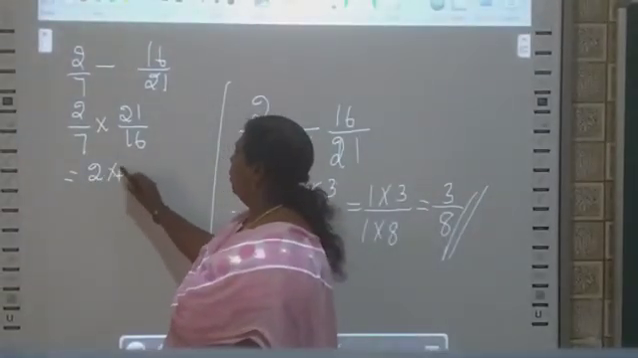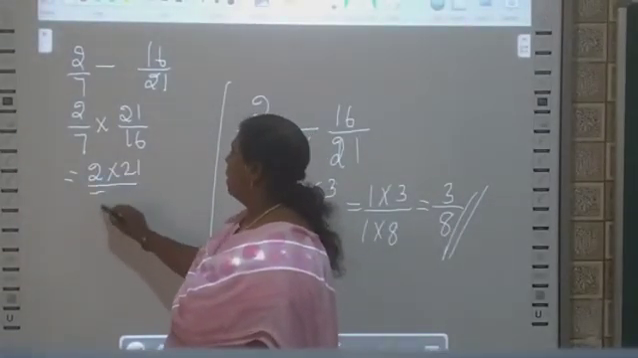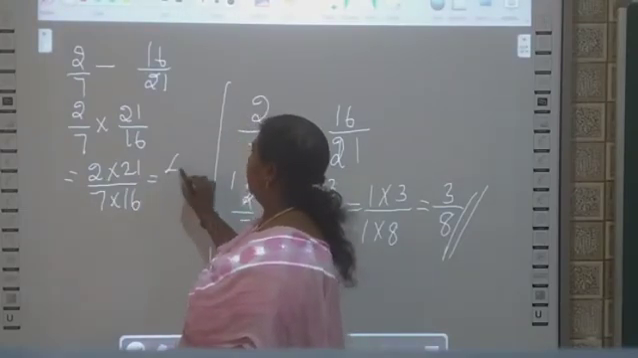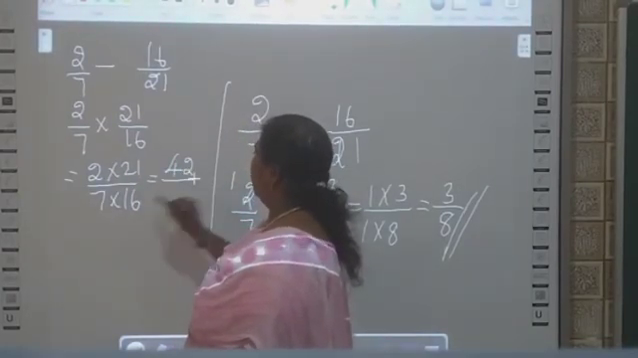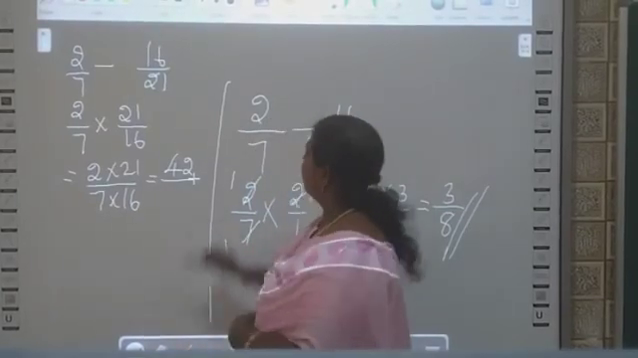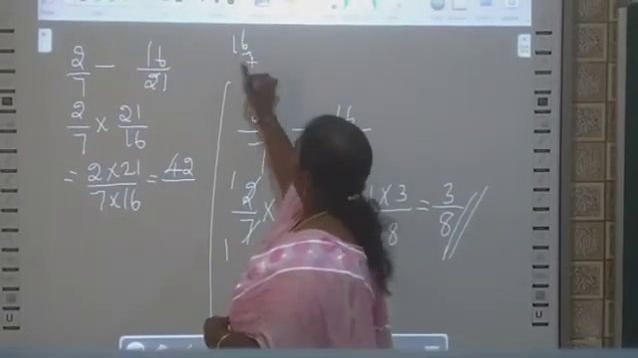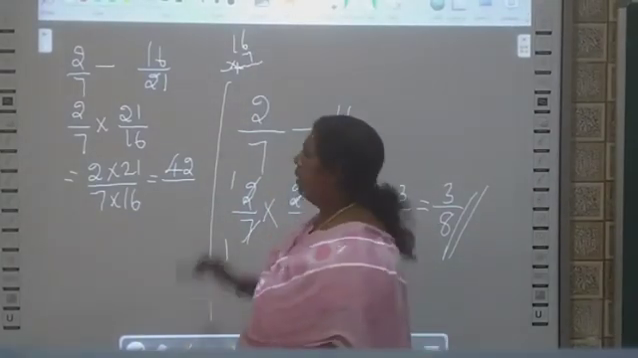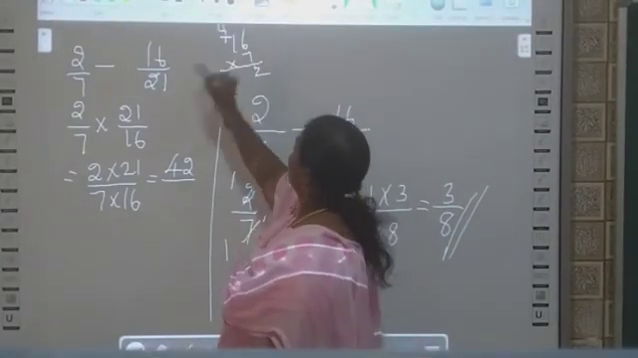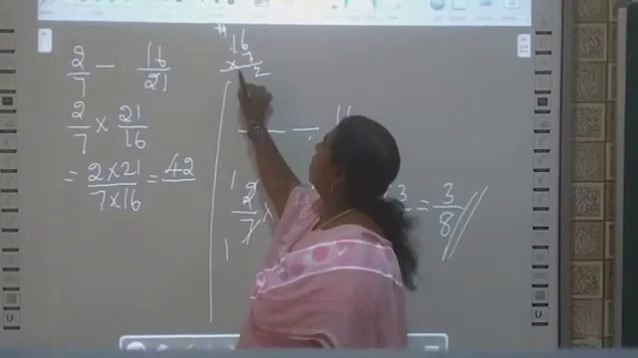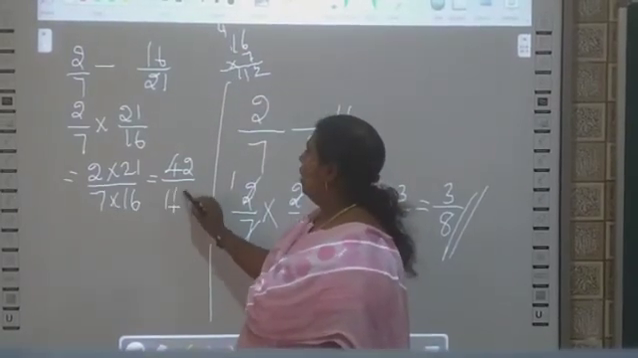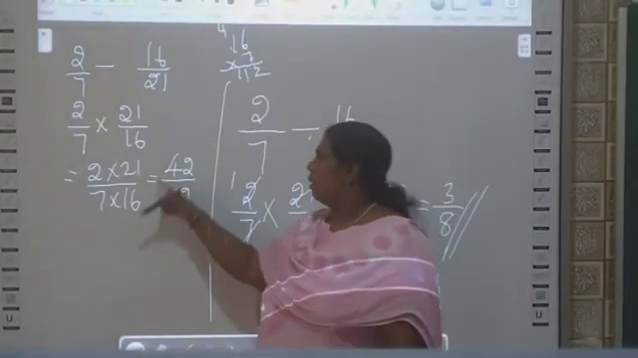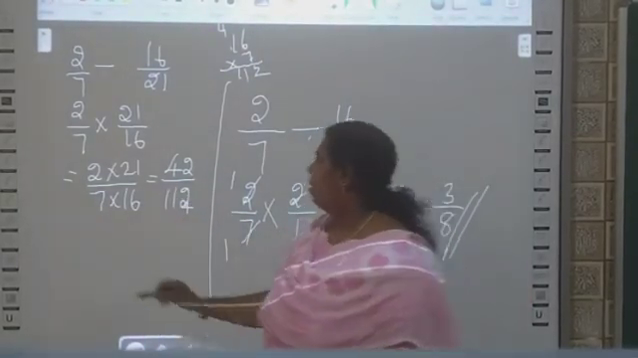2 into 21 divided by 7 into 16. 2 into 21 how much? 42 divided by 16 into 7. 16 into 7, multiply. 7 times 6 are how much? 42. 2, 4 is carry over. 7, 7 plus 4 is 11. 112. Now 42 divided by 112. You can reduce it.